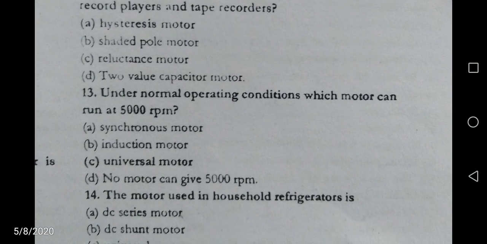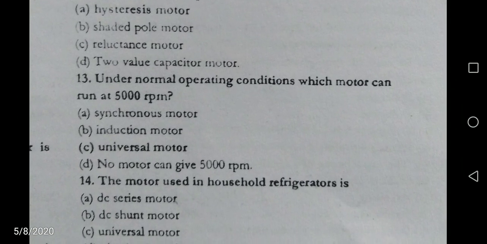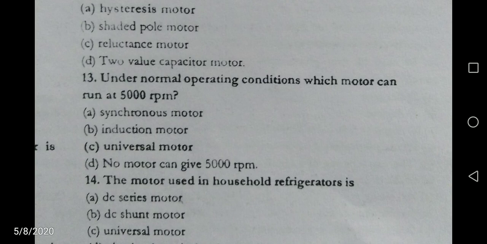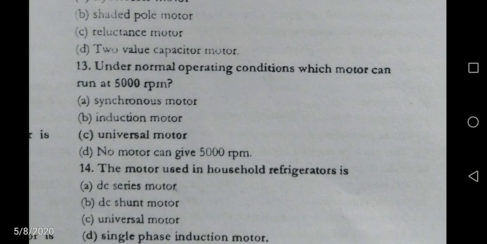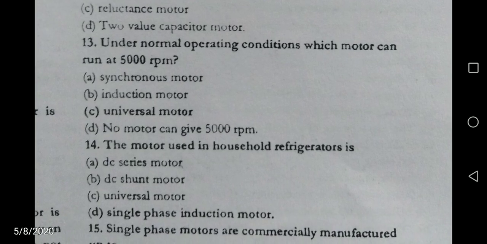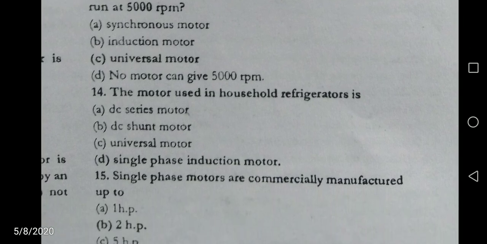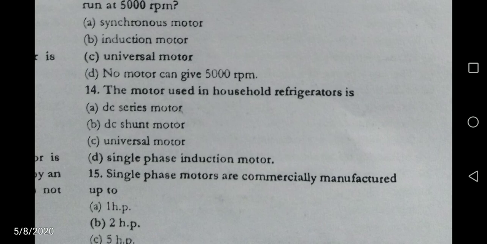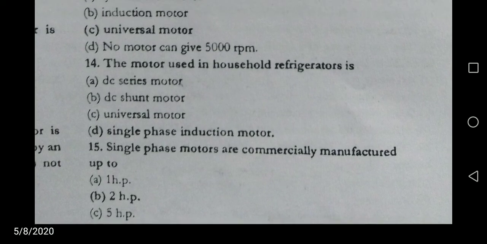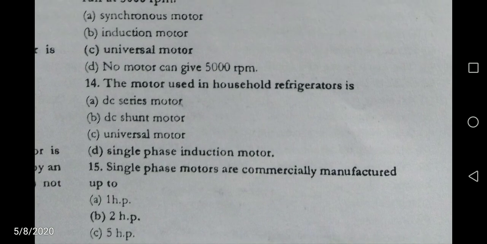And under the 13th question, under normal operating conditions, which motor can run at 5000 rpm? Synchronous motor, induction motor, universal motor, or no motor gives 5000 rpm. The universal motor can be run at 5000 or 10,000 rpm. 14th: the motor used in a household refrigerator is a single phase induction motor. Single phase induction motors are commercially manufactured up to 2 HP.